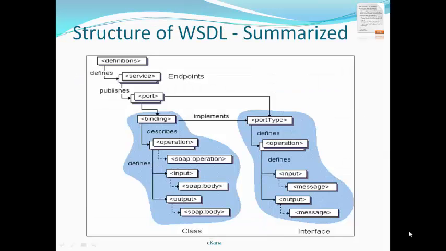Now, this is the summarized structure of a WSDL. It contains all the information in a summarized view that we have discussed so far in this lecture. We have the definition element that defines the service endpoints. The service publishes the port. Now, the binding is the class and the port type is the interface. The binding implements the port type. The binding describes the operation, and in turn the operation defines the input and the output. Similarly, the port type defines the operations in the interface, and the operation defines the input and the output messages.